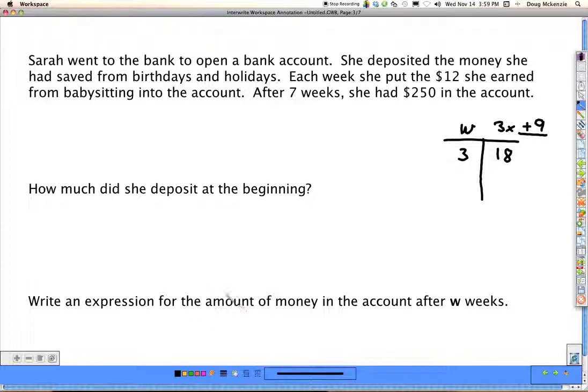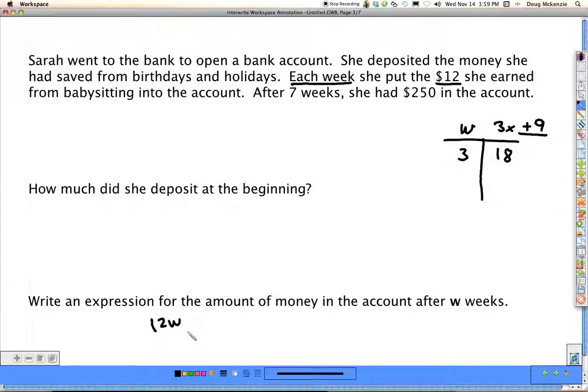I'm going to start here thinking about the expression. In the problem, I notice it says each week she put $12 into the account. So each week tells us that we've got a rate. The amount of that is $12. So I know that I'm going to start my rule doing 12 times W, 12 times the number of weeks.